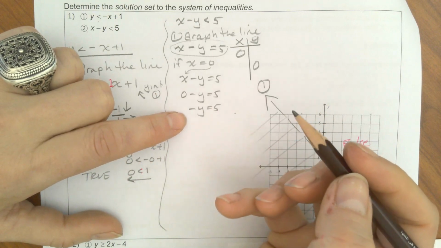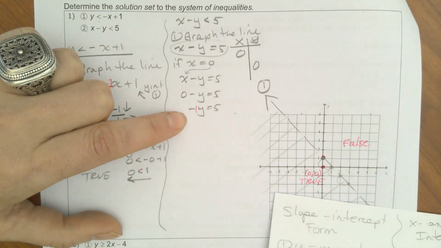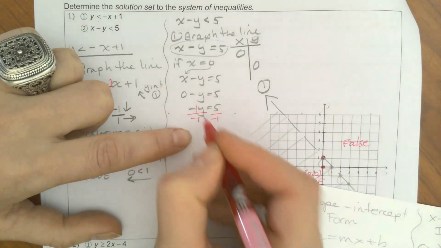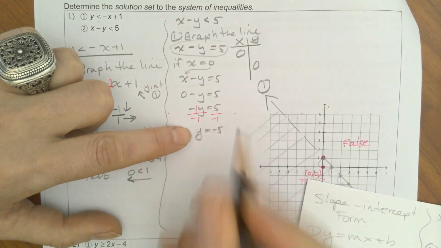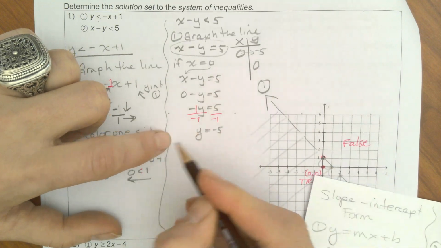So this says minus y is 5. So there's really a 1 here. To get rid of that minus 1, I'm going to divide by minus 1, divide by minus 1. That's 1, same over same as 1. So y equals minus 5. So if x is 0, y is minus 5.